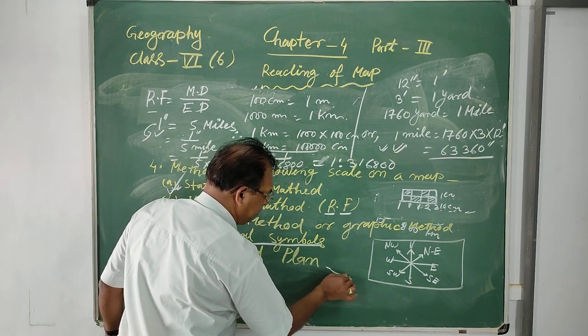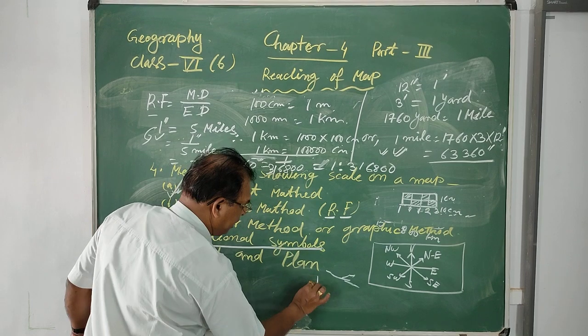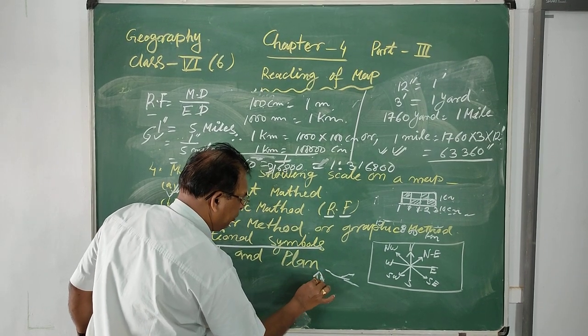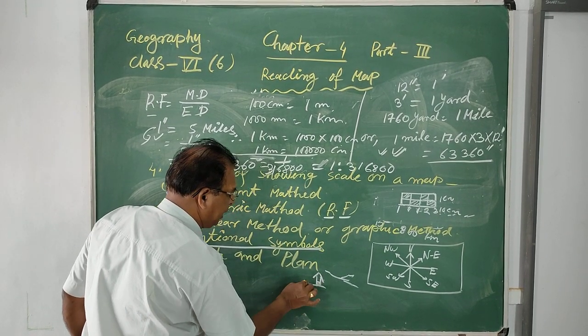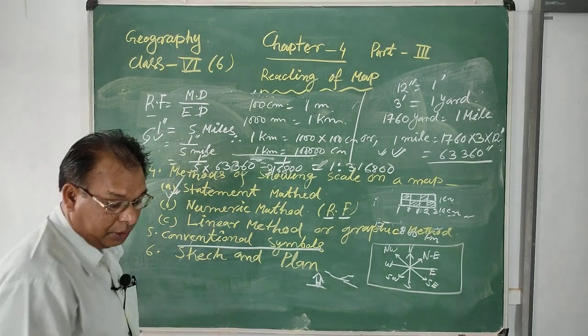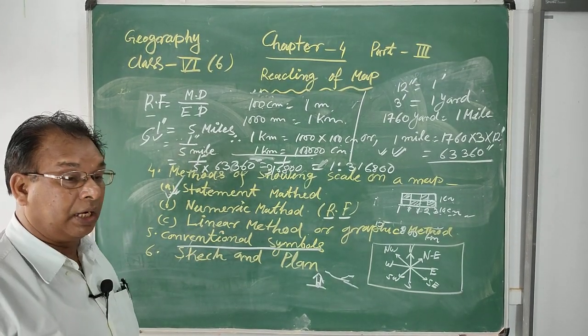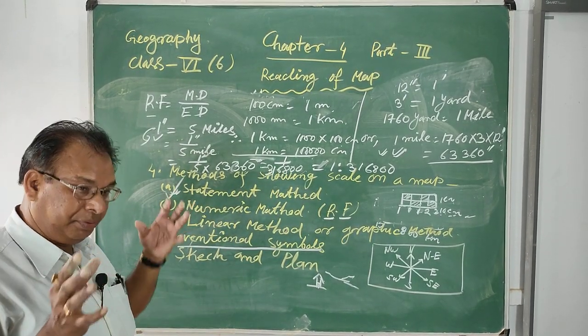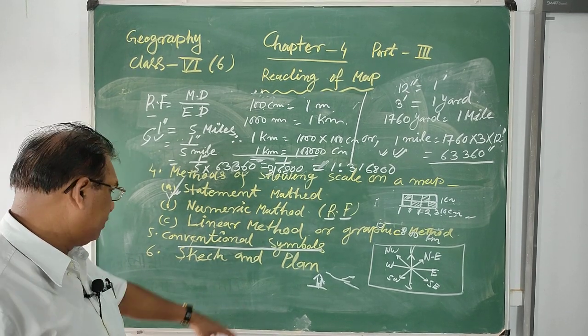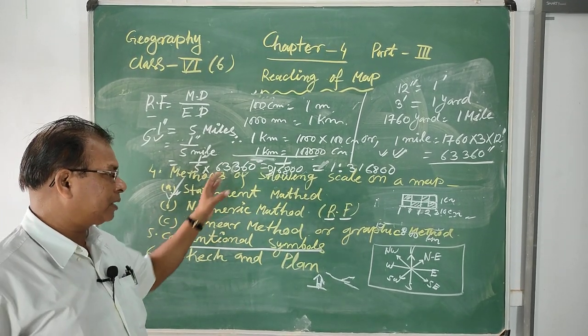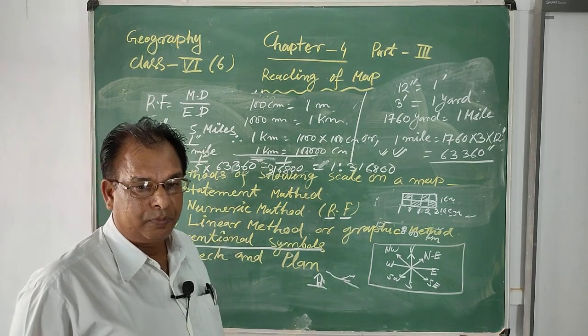Just suppose rivers, canals, temples, and so many others. These types of identification, different types of symbols on the international level, are fixed by the cartographer. So these are the many parts of this map. Thank you.